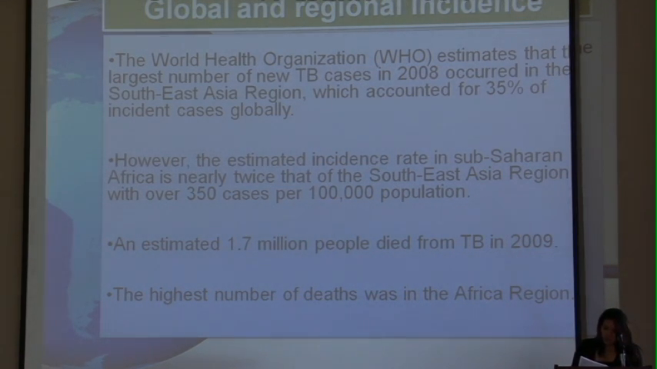Global and regional incidence. The World Health Organization estimates that the largest number of new TB cases in 2008 occurred in the Southeast Asia region, which accounted for 35% of the incident cases globally. However, the estimated incidence rate in sub-Saharan Africa is nearly twice that of Southeast Asia region, with over 340 cases per 100,000 population. An estimated 1.7 million people died from TB in 2009, and the highest number of deaths was in the Africa region.